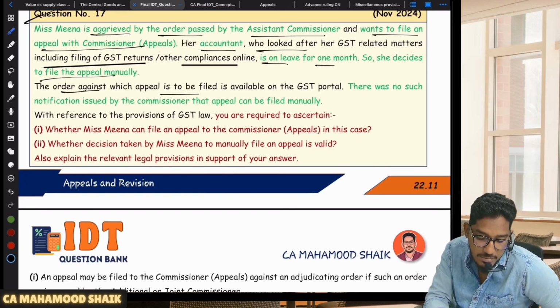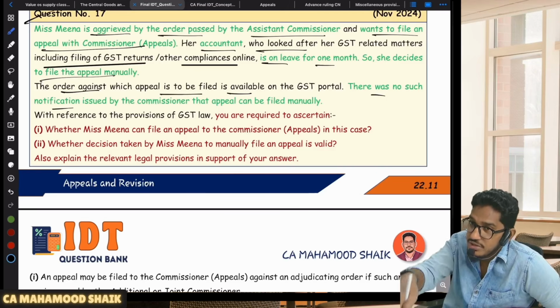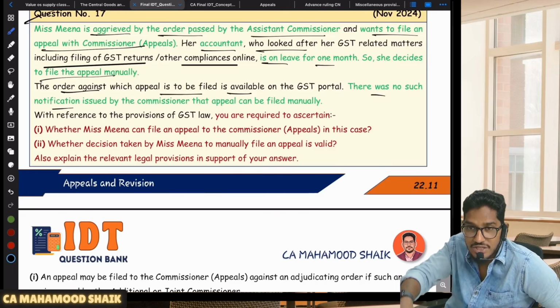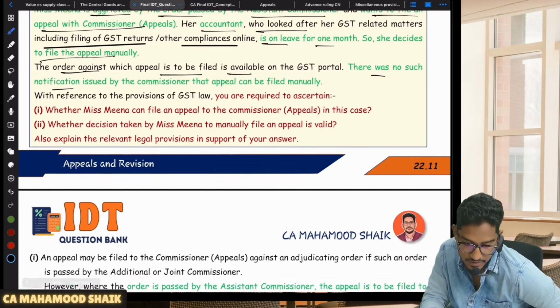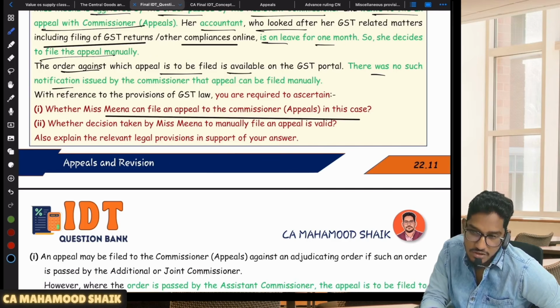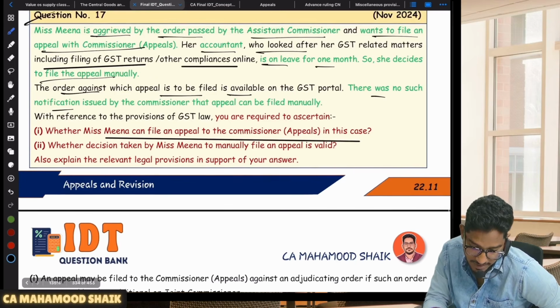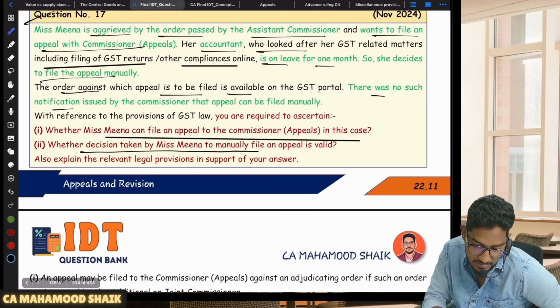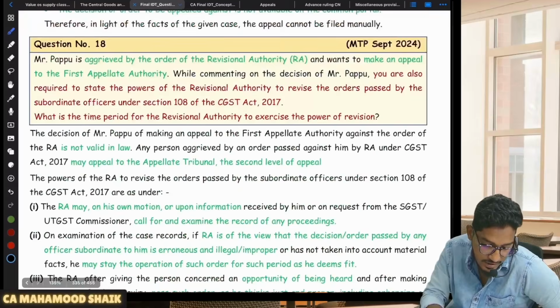The order against which appeal is to be filed is available on the common portal. There was no such notification also issued by the Commissioner. So can she do that appeal manually? No, compulsorily electronically only. So whether Miss Meena can file an appeal to the Commissioner appeals in this case? No, she can't do it manually. She can do it electronically, but she can't do it manually. So whether decision taken by Miss Meena to manually file an appeal is valid? Definitely not. She can't. Next.